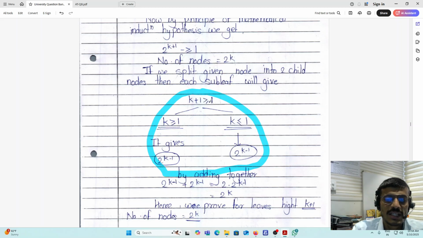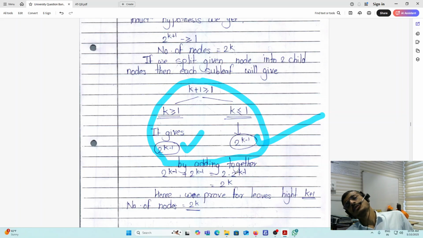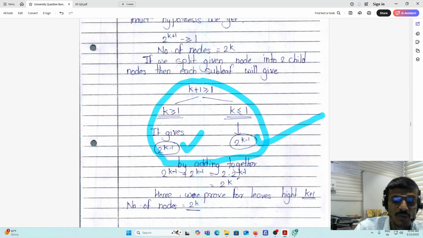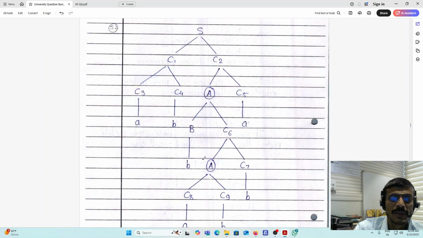Whenever k plus 1 is greater than or equal to 1, there are two possibilities. It gives 2 raised to k minus 1, and it gives 2 raised to k minus 1 again. By adding together, 2 raised to k minus 1 plus 2 raised to k minus 1 is twice 2 raised to k minus 1, which gives you 2 raised to k. Hence we prove that for height k plus 1, the number of leaf nodes is 2 raised to k. So that is the example of the pumping lemma.